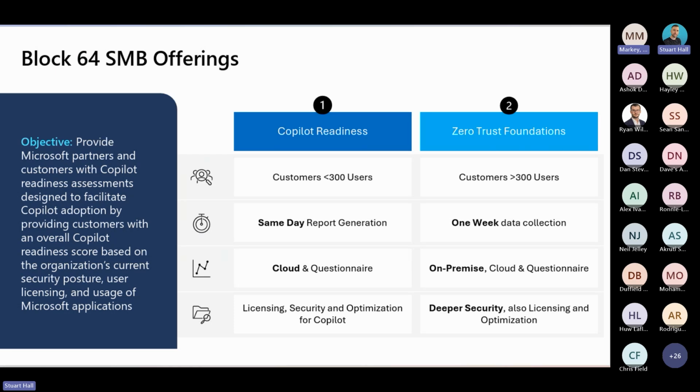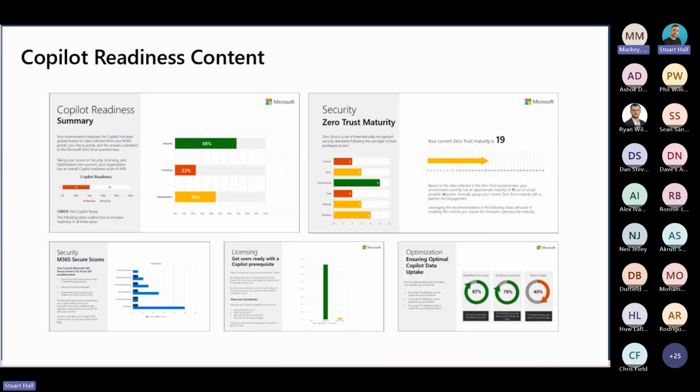There are two offerings for that Block 64 scan itself. For those with less than 300 users, there is the Copilot readiness, and for those above 300 users, it's a zero trust foundation. Even though it says same-day report generation, I'd still give Microsoft 2 to 3 days just to generate and pull all of those findings into a report. It is very much the cloud environment, whereas the 300 users or above also includes the on-premise side. The Copilot readiness looks at the licensing, security and optimization for Copilot, whereas the zero trust very much looks deeper into the security posture of an organization.